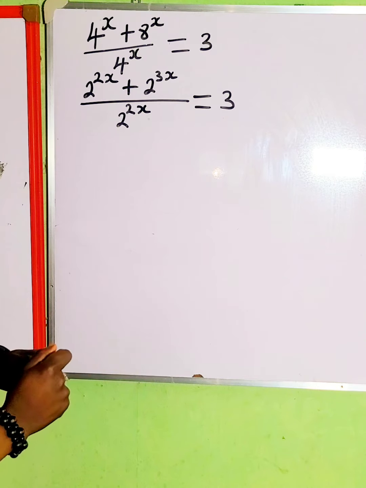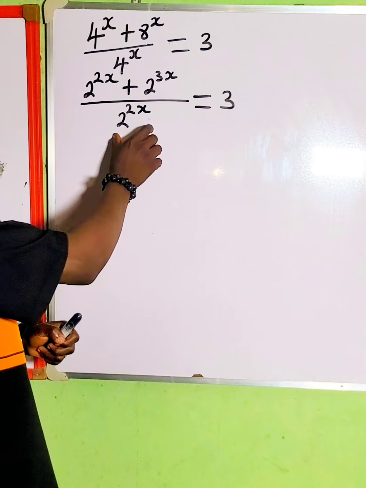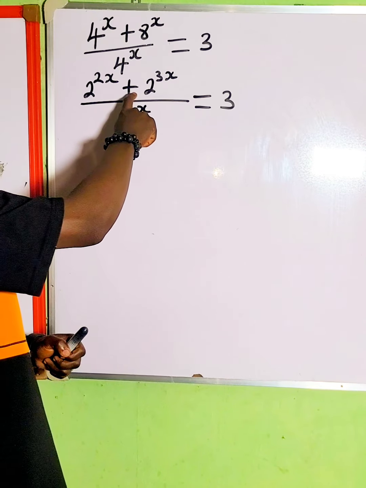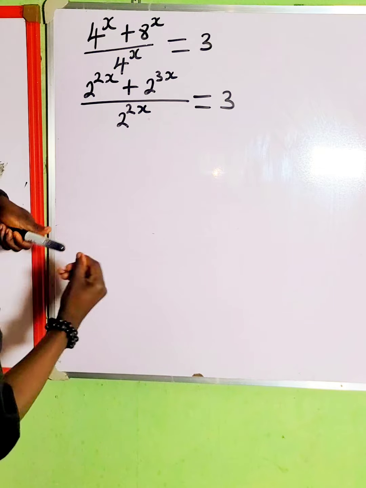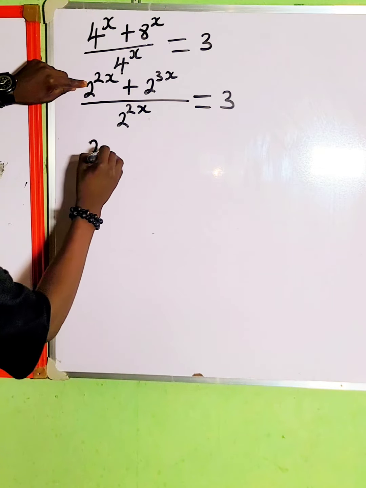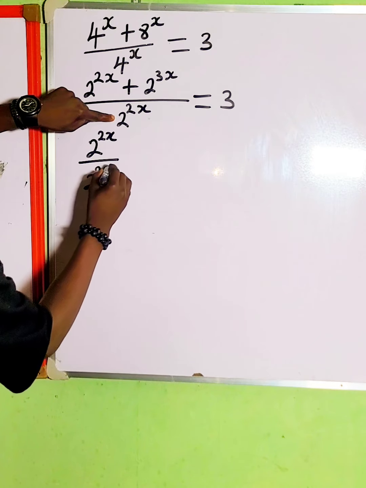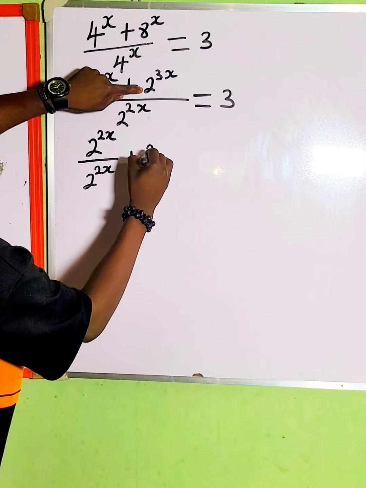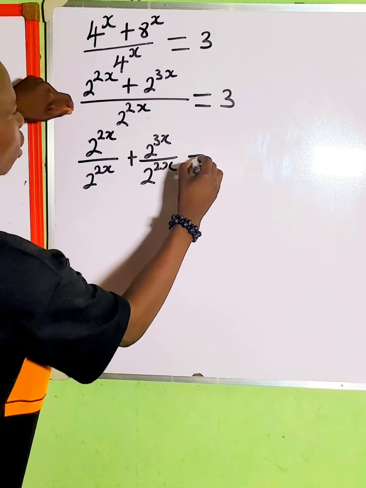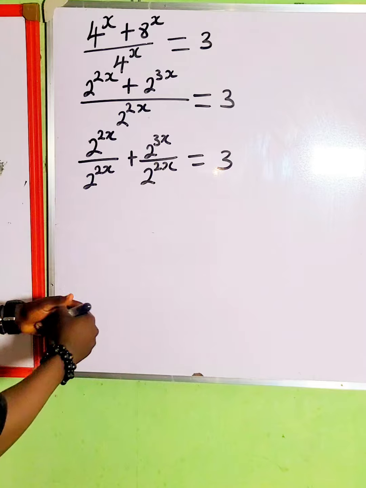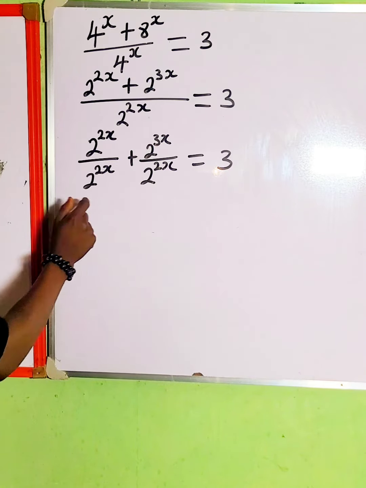Now, the next thing we're going to do, as you can see, in the numerator, we have two terms, but in the denominator, it's only one term. Since it's addition that separates the terms, each of them can share this denominator. So we have 2 to the power of 2x over 2 raised to the power of 2x, plus 2 raised to the power of 3x over 2 raised to the power of 2x. So everything now will be equal to 3. What we just did here, these two terms in the numerator just share this denominator.